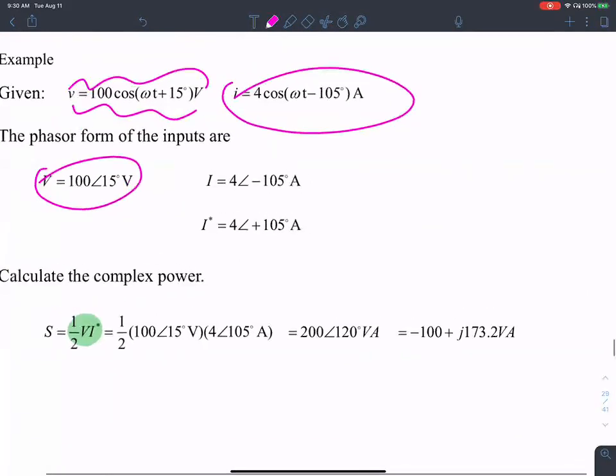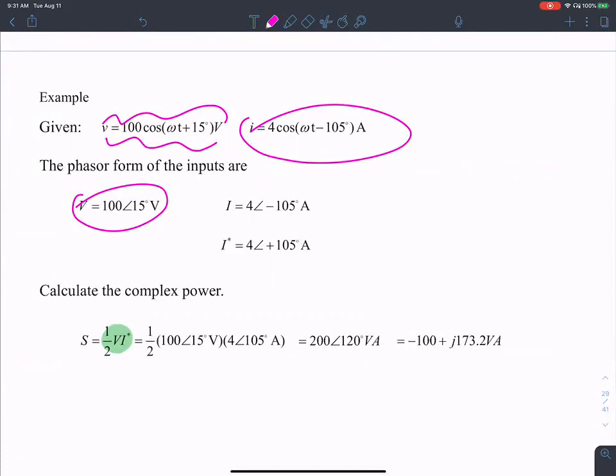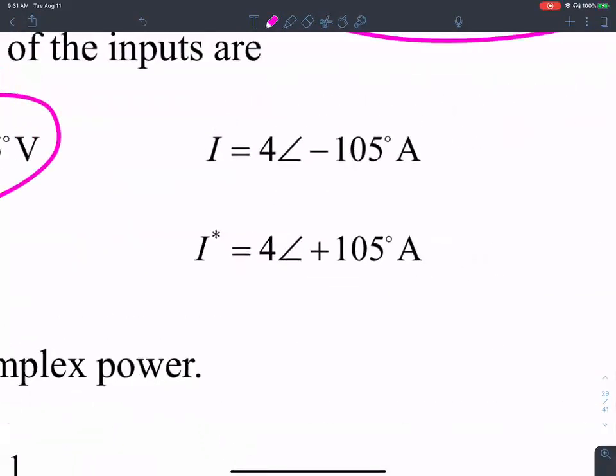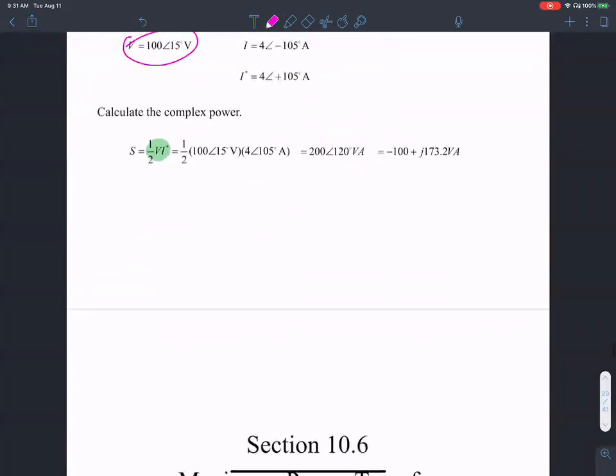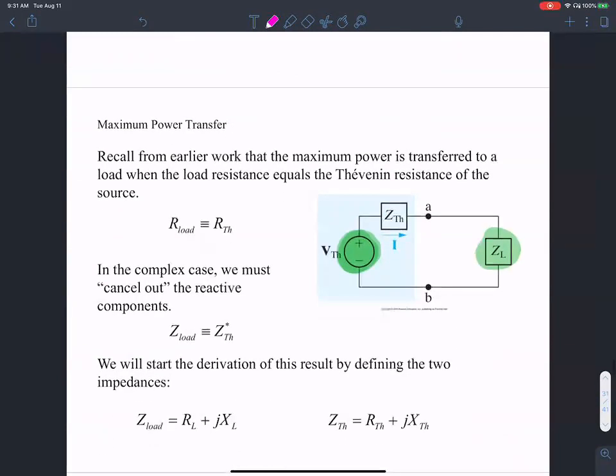So when you're calculating power directly from voltages and currents, you take the voltage 100 angle 15, you take the current 4 angle negative 105, find the complex conjugate of it, which is 4 angle positive 105, and multiply V by I star. I star is the complex conjugate. One half of that, one half V I star, will give you the complex power. That's all there is to it. Maximum power transfer happens when the load Z equals the complex conjugate of ZTH. Okay, questions please, questions so far?